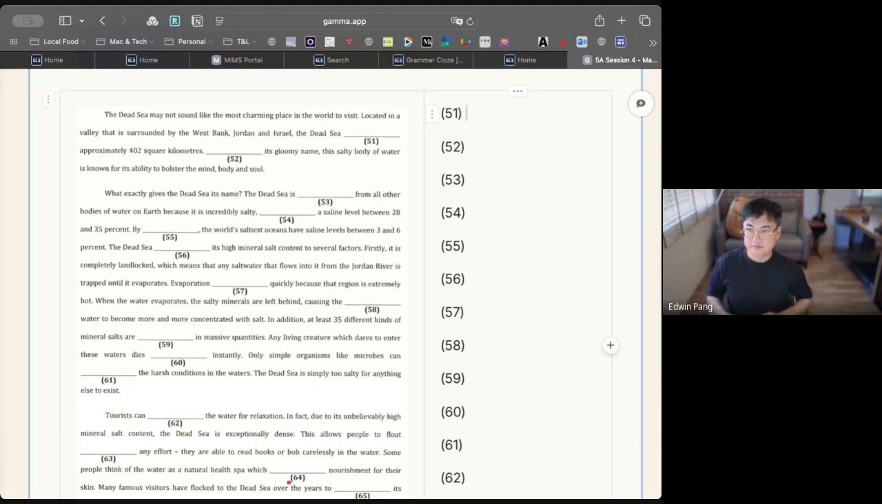All right. Now, can y'all see the first sentence? The Dead Sea may not sound like the most charming place in the world to visit. The Dead Sea may not sound like the most charming place in the world to visit. Now, can anyone tell me what this first sentence tells me? What does this first sentence tell me? Anand?